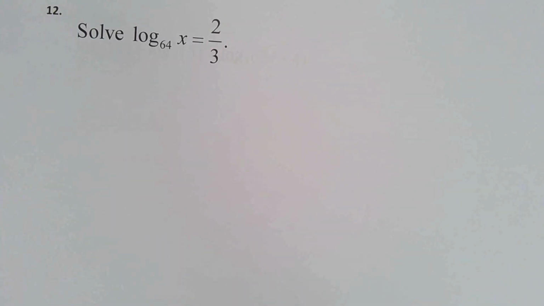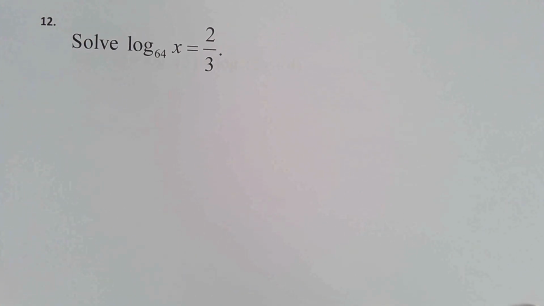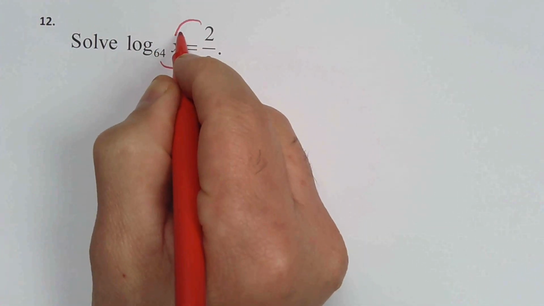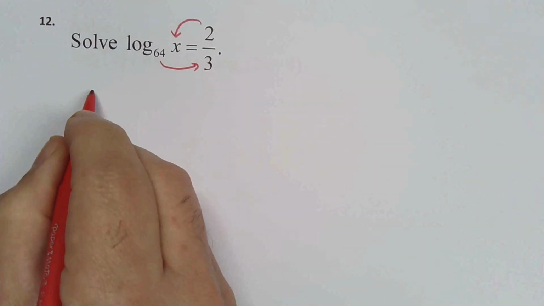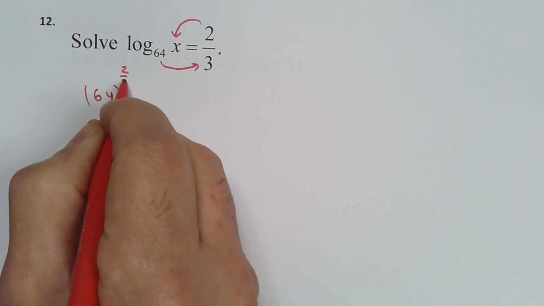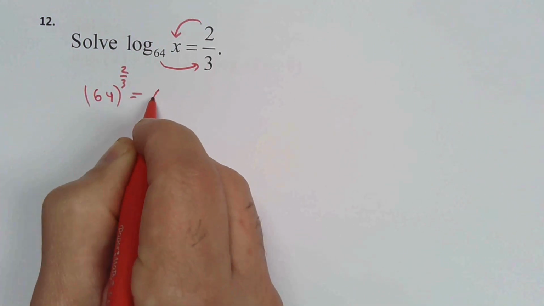Number 12. Solve the following. Log x base 64 equals 2/3. We could rewrite it in exponential form. So we have 64 to the power 2/3 equals x.